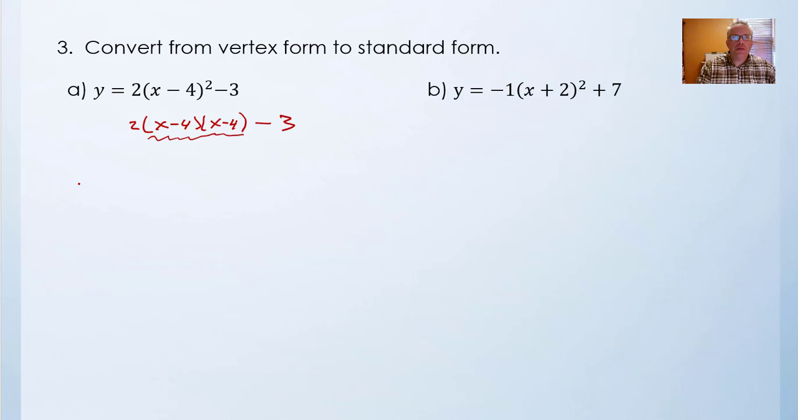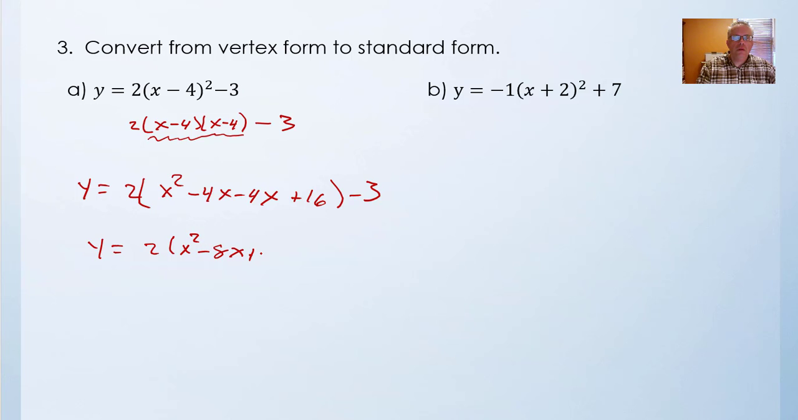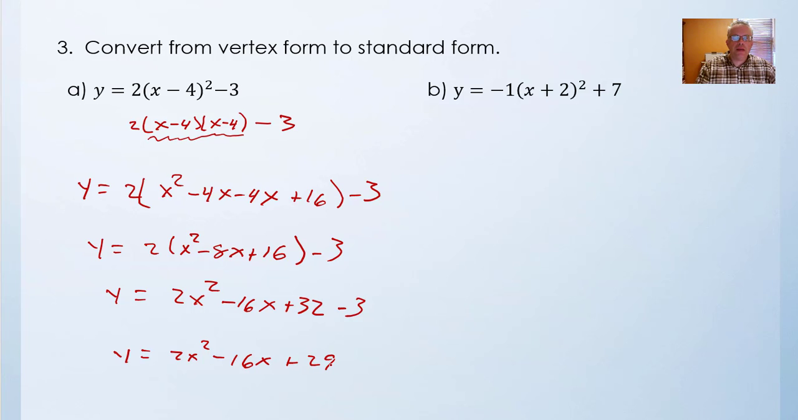So this has several steps. I'll try to be consistent in how I do it though. So x times x is x squared, minus 4x, minus 4x. Negative 4 times negative 4 is 16, minus 3. I'm just multiplying these binomials. I'm going to simplify. Then we've got to multiply by the 2. Then we've got to subtract 3. So y equals 2x squared minus 16x plus 32 minus 3. And y equals 2x squared minus 16x plus 29.